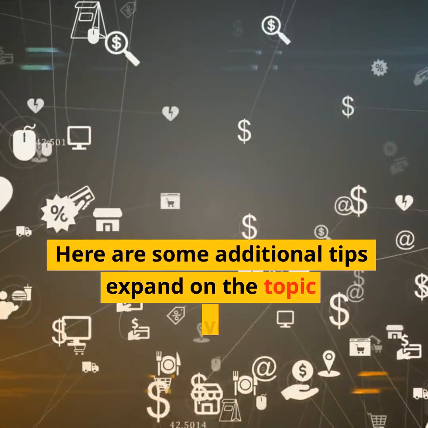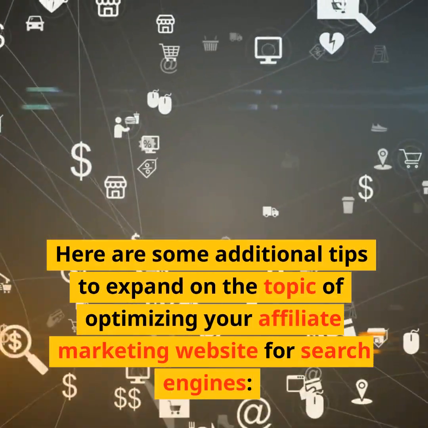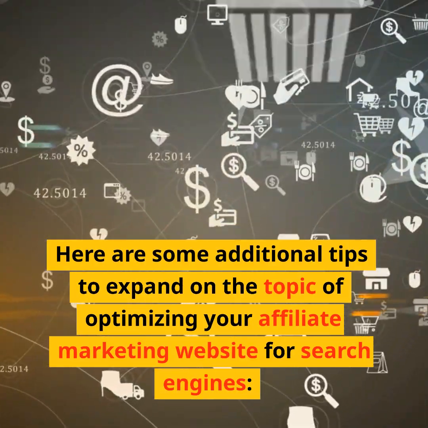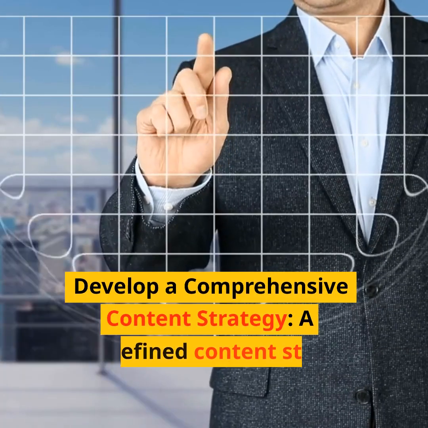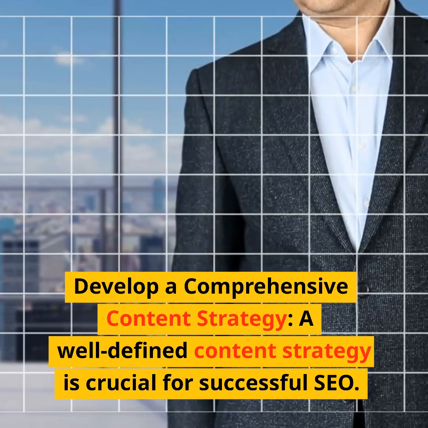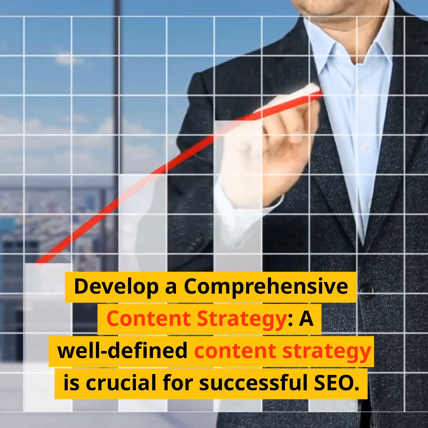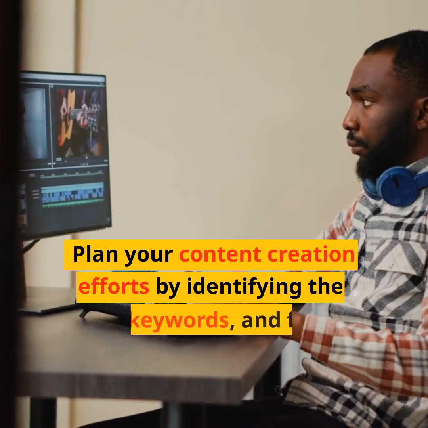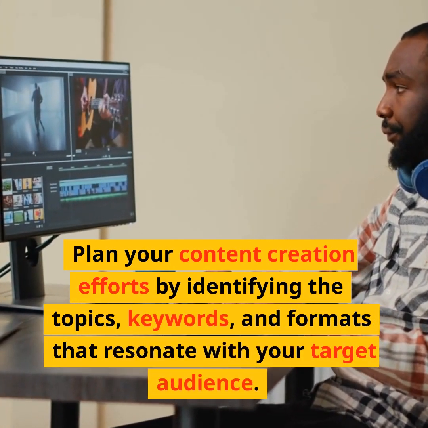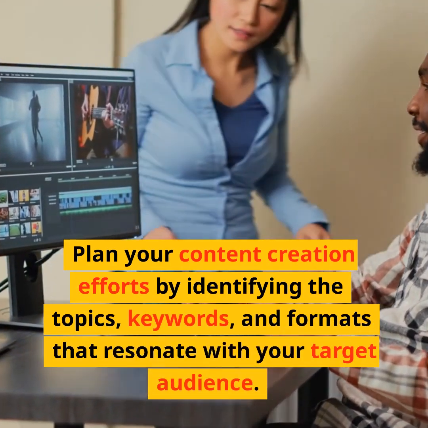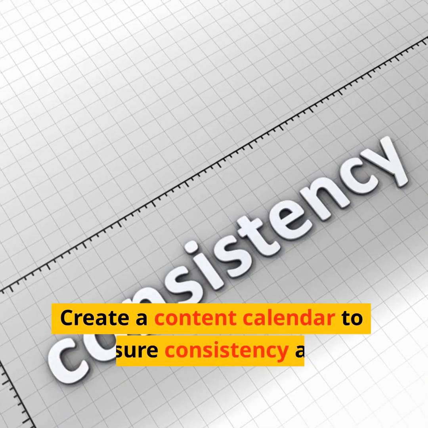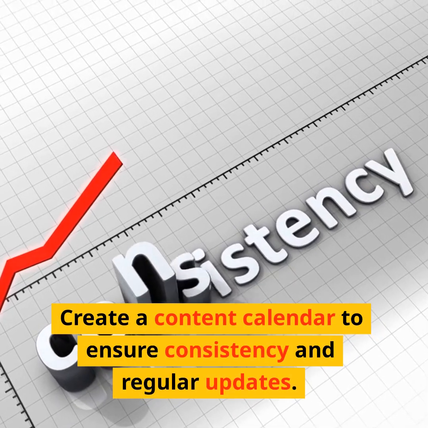Here are some additional tips to expand on the topic of optimizing your affiliate marketing website for search engines. Develop a comprehensive content strategy. A well-defined content strategy is crucial for successful SEO. Plan your content creation efforts by identifying the topics, keywords, and formats that resonate with your target audience. Create a content calendar to ensure consistency and regular updates.